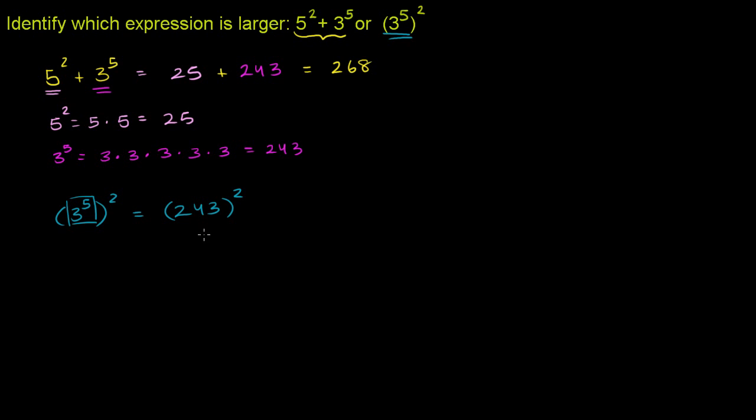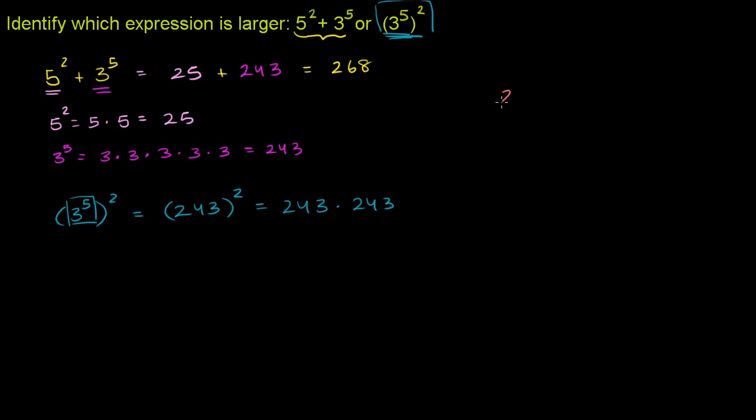Now, they just want to know which expression is larger. And we already have a pretty good sense. The first expression is only 268. The second expression, the number is a little bit smaller than 268, but it's that number squared. This is 243 times 243, which you might already sense is going to be a much larger number than 268. So you should at this point already say, hey, this is a much larger number than that. We don't know the exact number yet, but if they just want to know which expression is larger, it's definitely going to be this one.